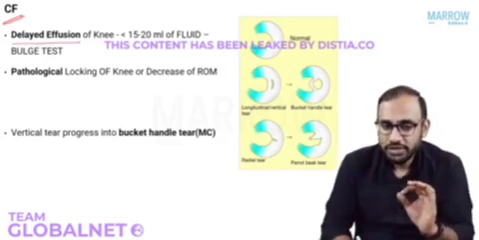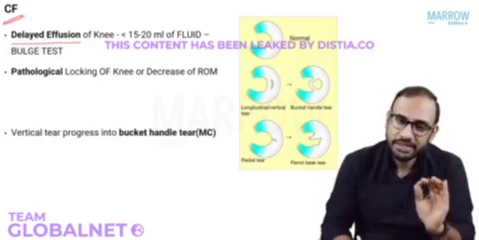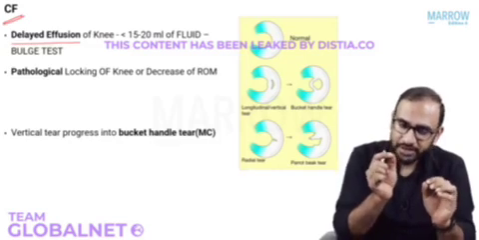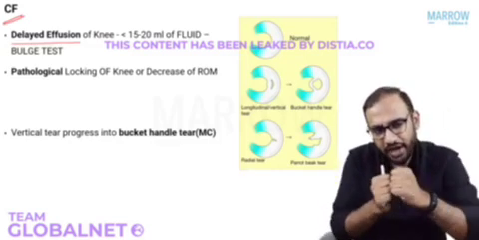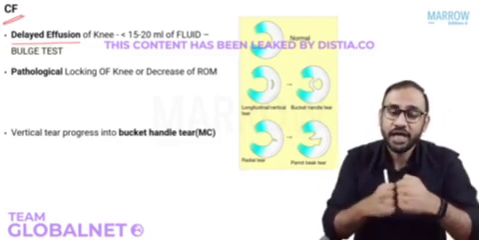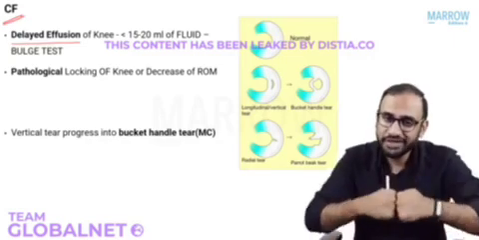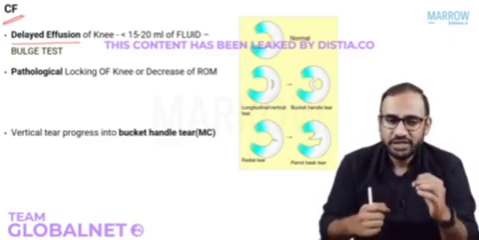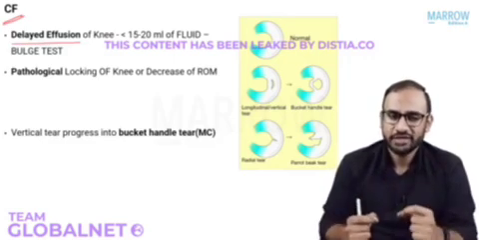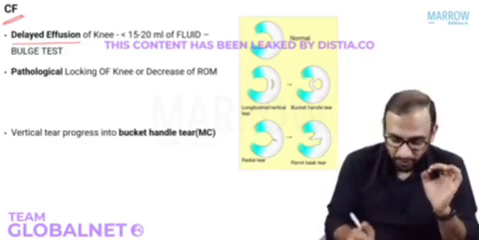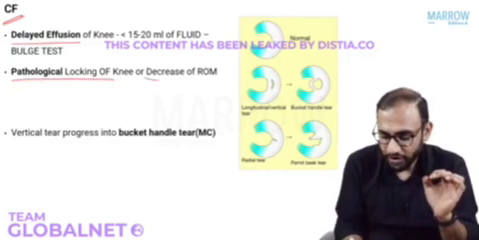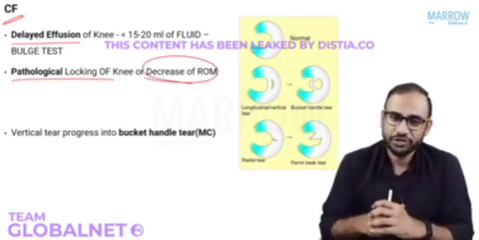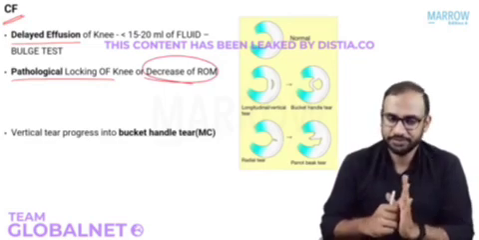Now, what is this? This is because meniscus is injured. When meniscus is injured, the torn piece of meniscus will come between the gliding movement of the femur and tibia. And this torn meniscus will prevent the tibia and femur from easily gliding. And this is when the patient will tell you, sir, I am noticing that I am unable to fully extend my knee. That is what is called pathological locking of the knee or a decreased range of movement. Very, very important. Classical. Okay.